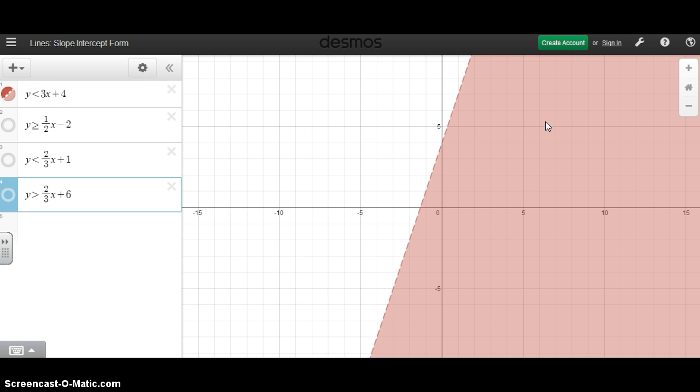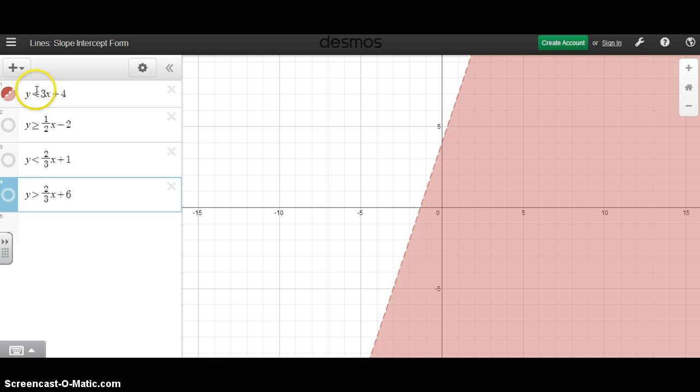Now, looking at this, I'm asking myself, why is it shaded like this? And why do I have this weird line over here? Well, if you look at the inequality symbol, it's less than. It doesn't have an equal to underneath, like this one over here.